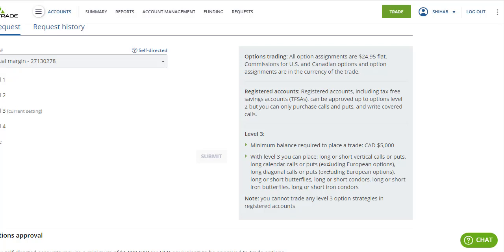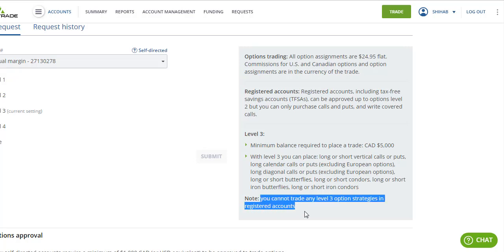With level 3, you can place long or short vertical calls or puts. Basically, an iron condor is a combination of vertical calls or puts, and you could see here, long or short condors, long or short iron butterflies, or iron condor. So you can see it has to be level 3. You need to have level 3 option trading in Questrade to trade iron condors.